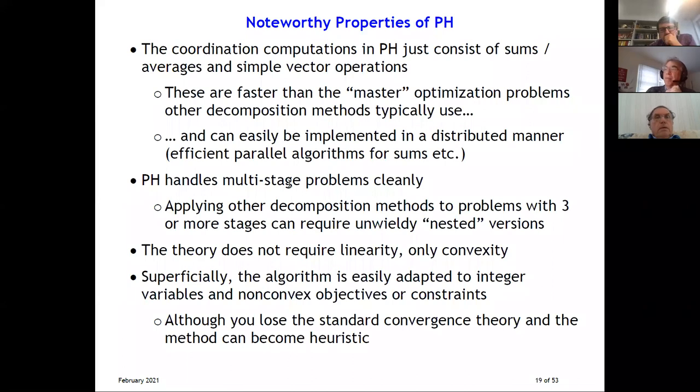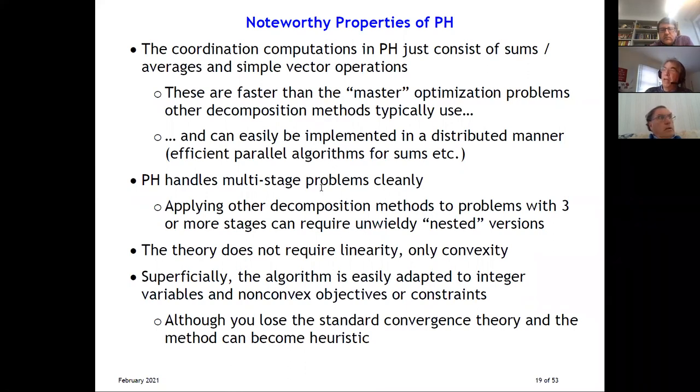The nice thing about progressive hedging is that the coordination steps are not something like you get in Dantzig-Wolfe or Benders decomposition, some optimization problem that you have to solve. It's just a bunch of averages and sums and very simple vector operations. So you don't necessarily have a serial bottleneck, because the coordination steps can also be implemented in parallel. Going over to computer science, there are some very nice algorithms for parallel processing to compute sums of vectors or averages of vectors in parallel.